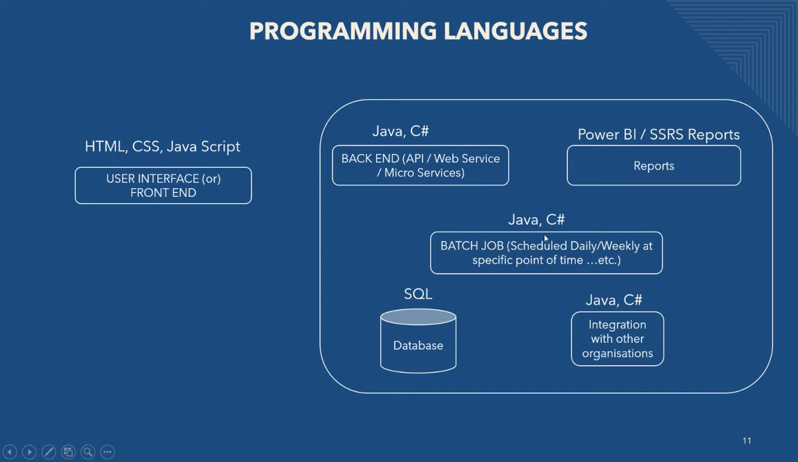And also you can develop batch jobs. You can develop integration with other organizations like courier companies and payment gateways, as I said. With Java or C Sharp languages, you can develop these three: backend APIs, batch jobs, and integration with other organizations.